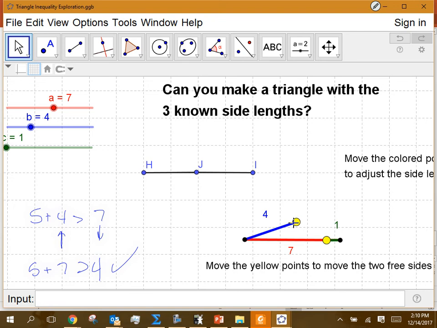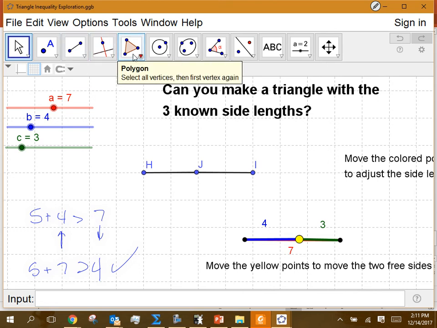Right here, we're seeing the third side cannot be 1. It has to be bigger. Careful. I make it 2, and they're not going to touch, right? No. But if I make it 3, do they touch? Yeah. But that gives me 7 equal to 7, and we want that sum to be greater than 7. So 3 isn't my first value.